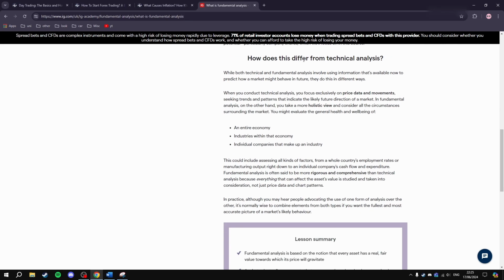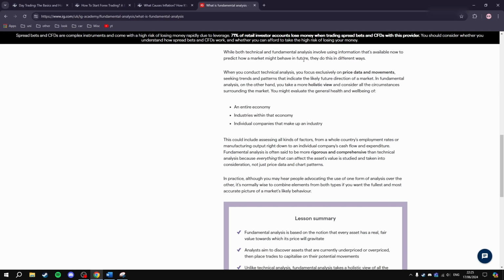How does this differ from technical analysis? While both technical and fundamental analysis involve using information that's available now to predict how a market might behave in the future, they do this in different ways. When you conduct technical analysis, you focus exclusively on price data and movements, seeking trends and patterns that indicate the likely future direction of a market.